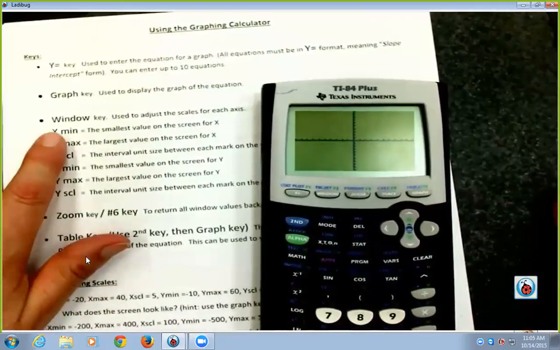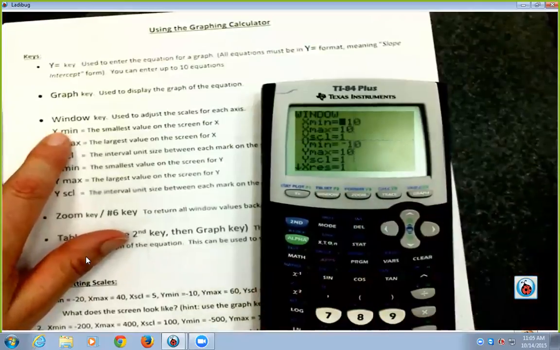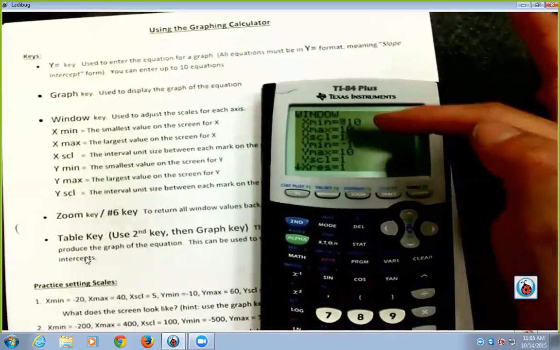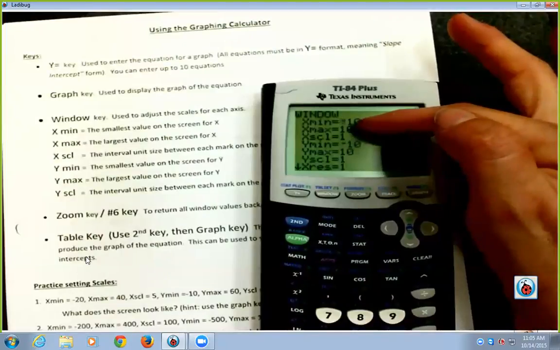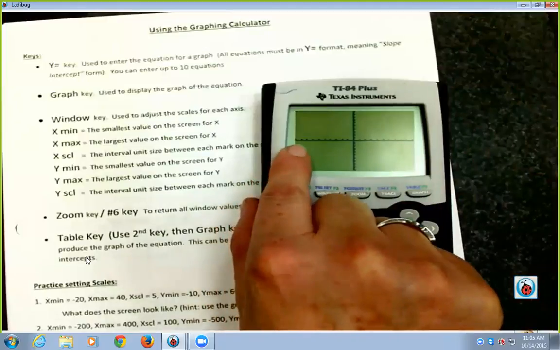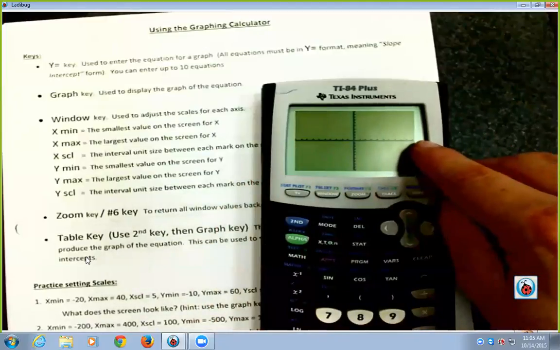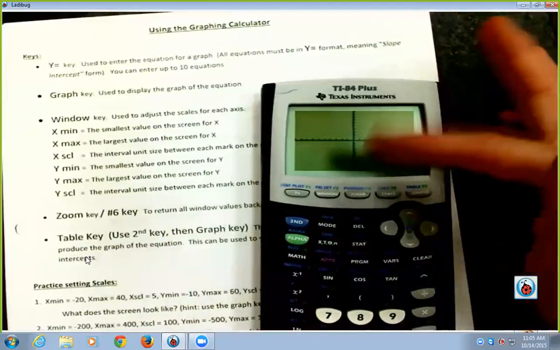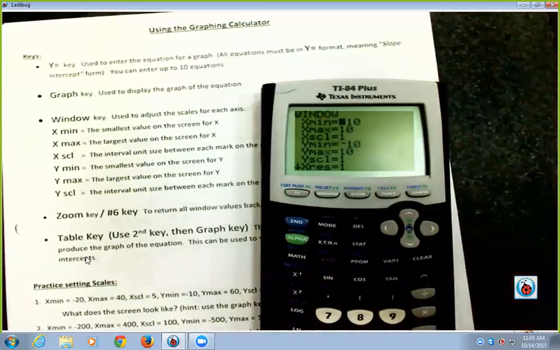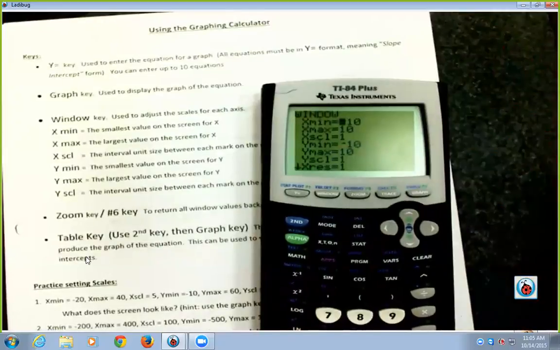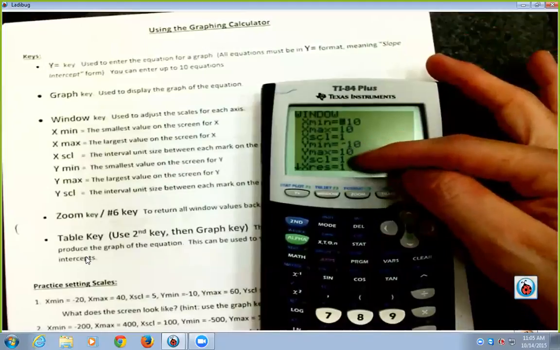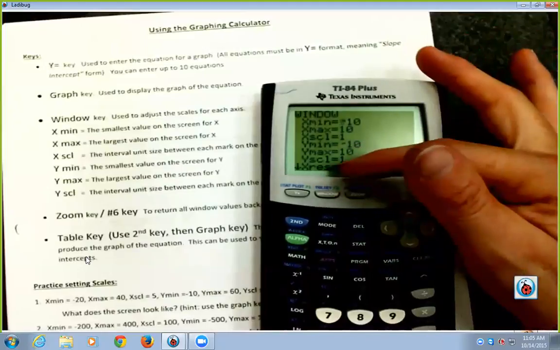The window key, which is right here, is how that window is set up, meaning that the minimum on your x-axis is -10. So when you had this graph back, it was over here at -10. The max is out at 10 on x. And then the scale, when we go back to it, I'll show you that in a second. The scale is in increments of 1, meaning that every square in there is equal to 1, just like we have on our own graphs. Then the y minimum and y maximum are -10 and 10, and the scale is 1.